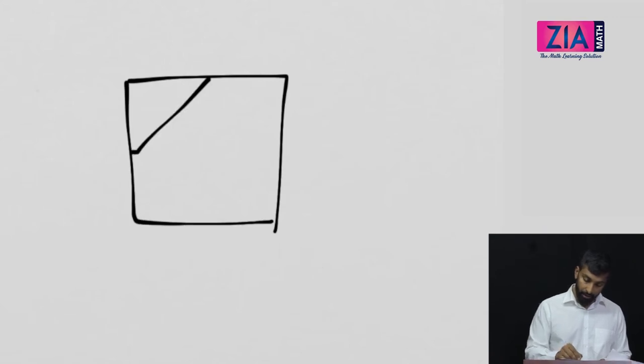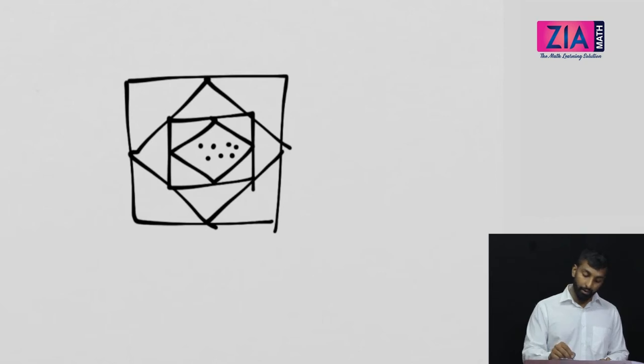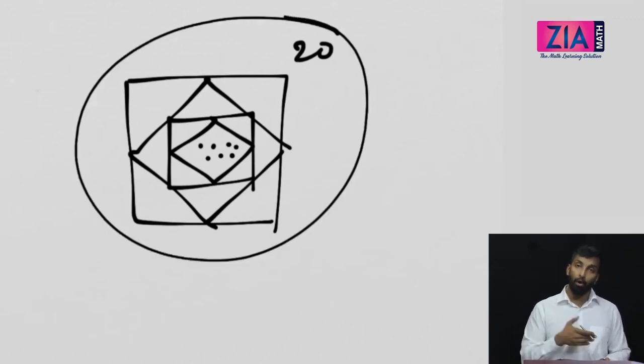You have a square. Joining the midpoints of the square, you get another square. You join the midpoints of that square, you get another square. You join the midpoints, you get another square, and it continues. And they will give you the outer area or outer side. Let's say the outer side is 20. So you need to find the sum of all the areas.